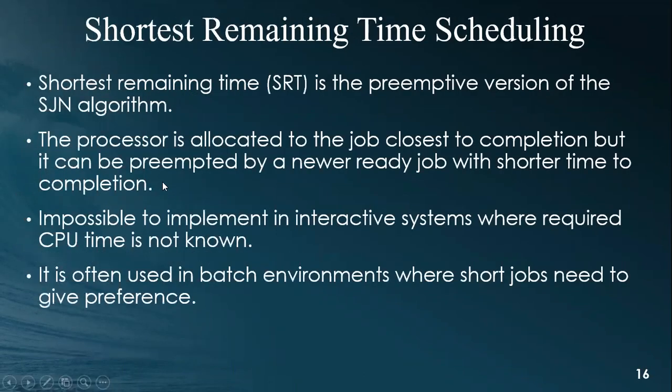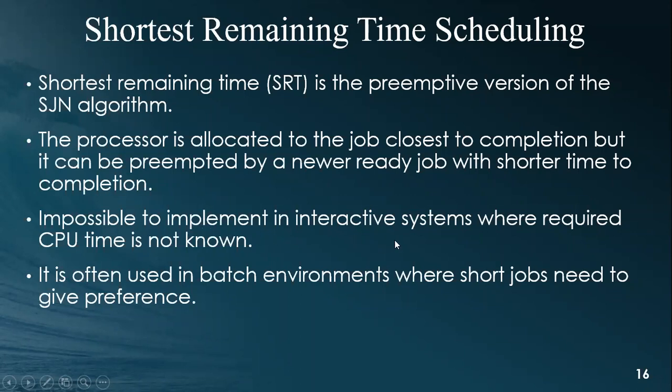The processor is allocated the job closest to the completion, but it can be preempted by a newer ready job. So that means it was allocated to process 1 which had 7 seconds. But suddenly there was a newer ready job, process 3, with a shorter time to completion. As we have seen, P3 only needed 1 second.